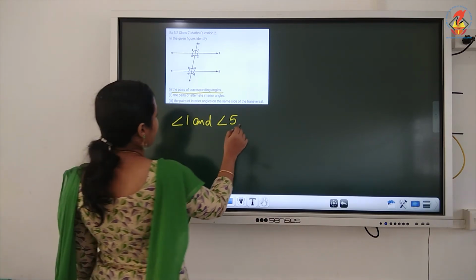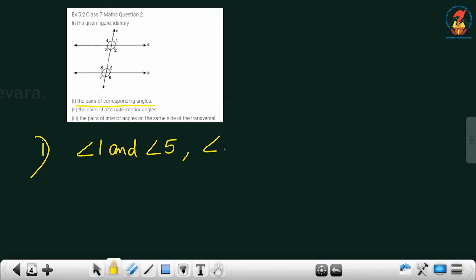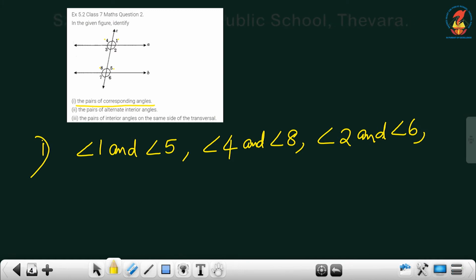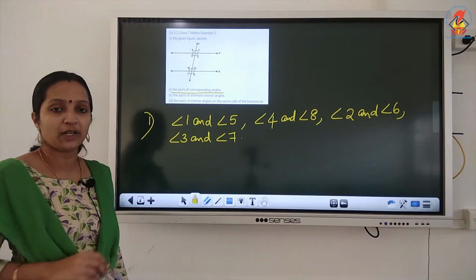Like the same way, which is the next corresponding angle? Angle 4 and angle 8 are corresponding angles. Angle 1 and angle 5 are corresponding angles. Now, which is the next pair? Angle 2 and angle 6 are corresponding angles, and one more pair of corresponding angles is there, angle 3 and angle 7. So, these are the pairs of corresponding angles in this particular figure.